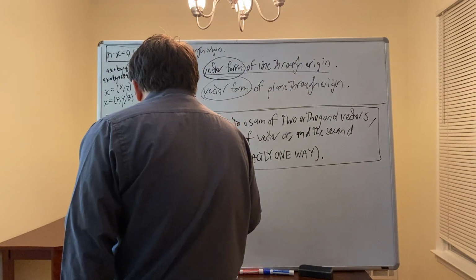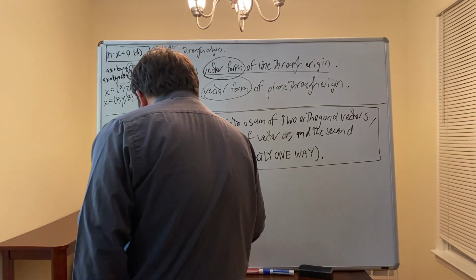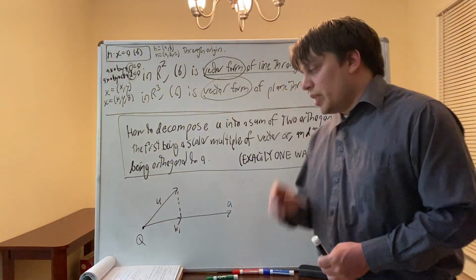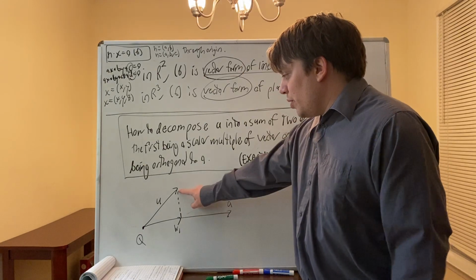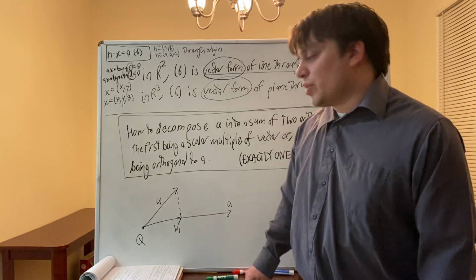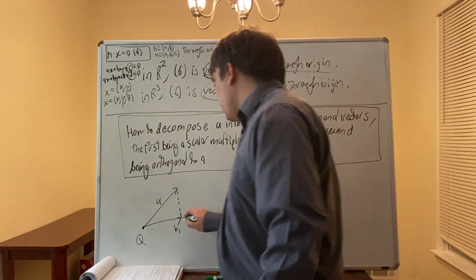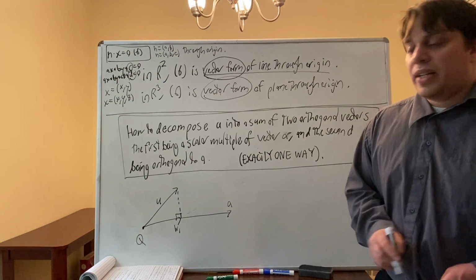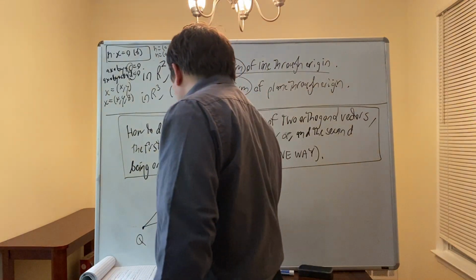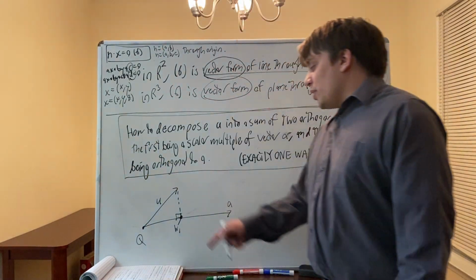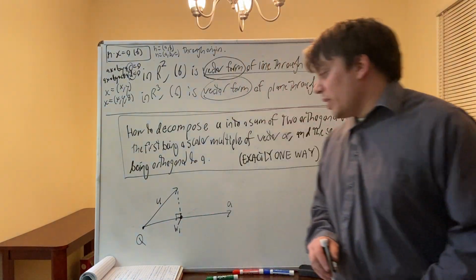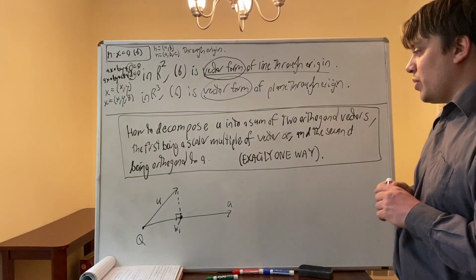Okay, so now I'm going to choose this vector W1. Geometrically, I'm going to show it to you. The W1 here is, if you take U and you drop a perpendicular to A from the terminal point of U, then where the bottom of that segment touches A, if I take a vector W1 that starts at Q and ends at that point, that's going to be the first vector in my decomposition.